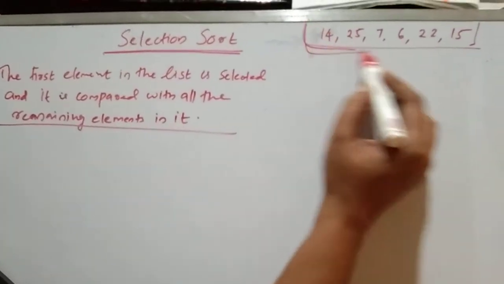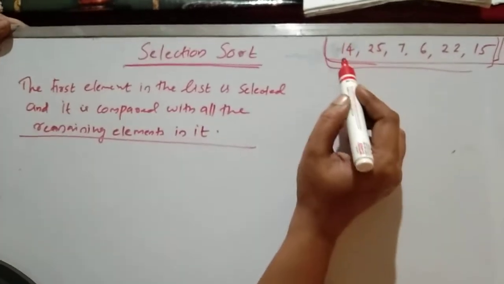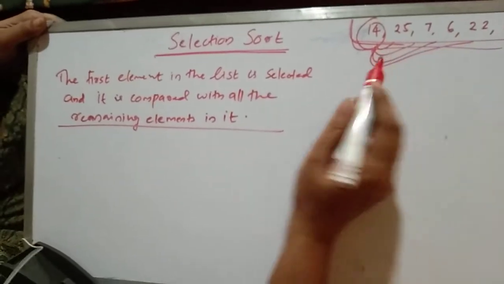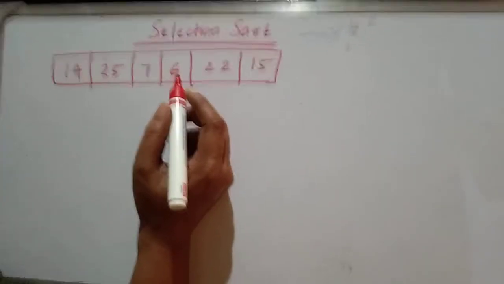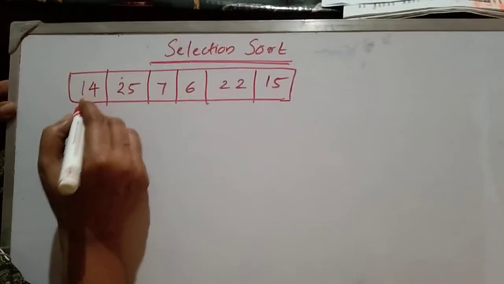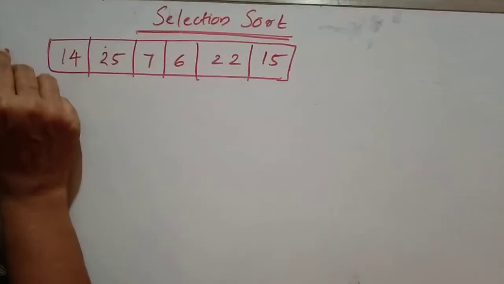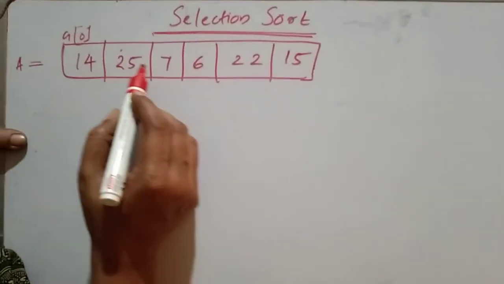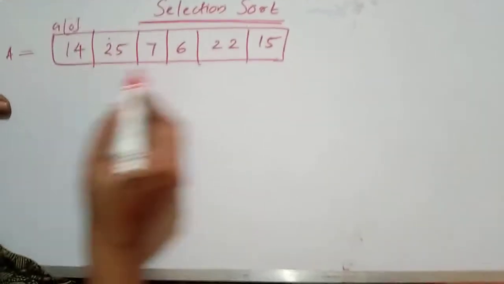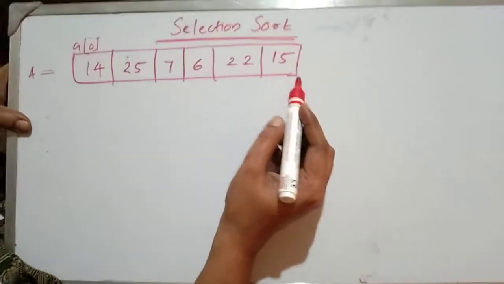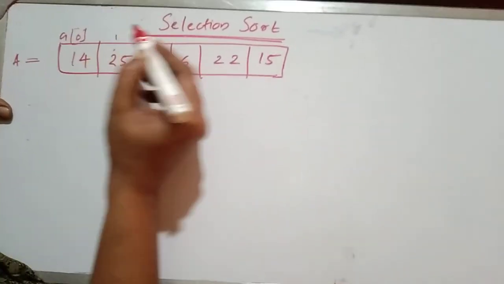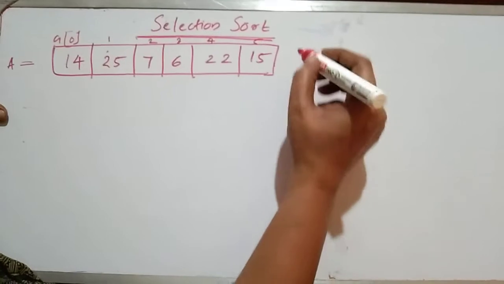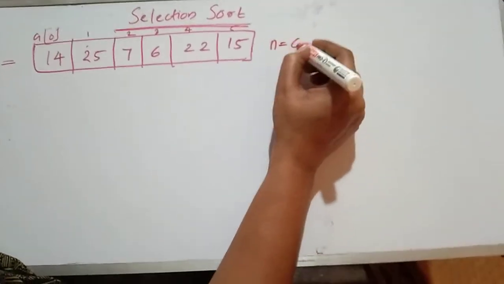Just consider this as a given list. Here we first take 14 and compare it with all the rest of the elements in the list. This is an array, and the first element is 14. This is the given array A: the elements are 14, 25, 7, 6, 22 and 15, and the array positions are A[0], A[1], A[2], A[3], A[4] and A[5]. The size of the array is 6, right?